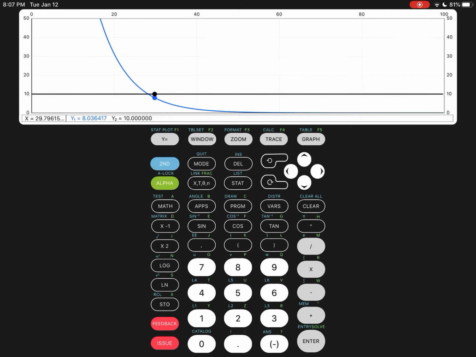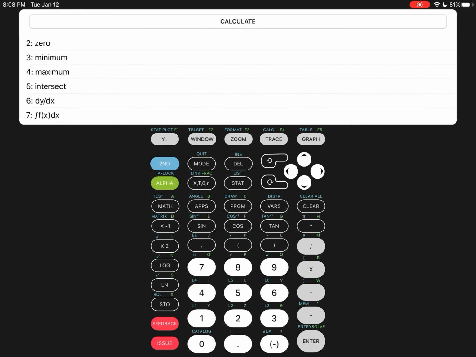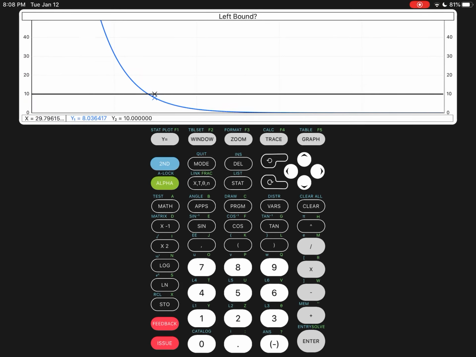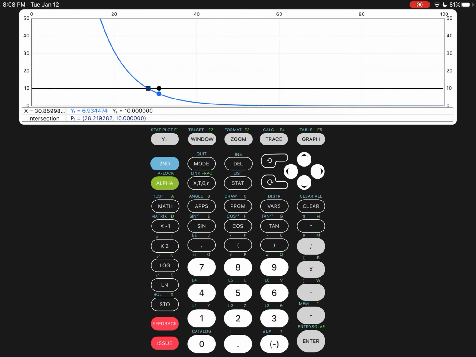So now we're going to use that calc button that we love to use. Second, calc. All right, and we scroll down to number 5 here for me is intersect. It might be different on your calculator, but maybe it's the same. I hit intersect, so I just want to scroll to the left of that intersection, hit enter. Scroll to the right of that intersection, hit enter, and then on your calculator it says guess, and we hit enter again, and then boom, we get the intersection is 28.219, 10.